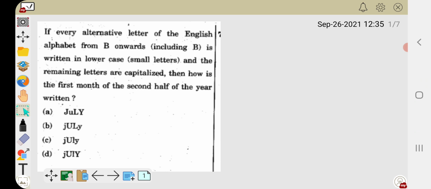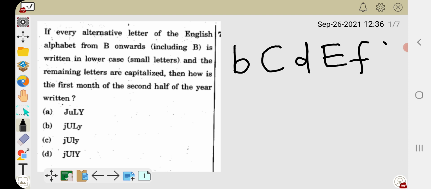Now here it is said that every alternate letter starting from B is written in small case. So we will start writing like this. B is small, C capital, D small, E capital, F small, G capital, and so on up to Z.